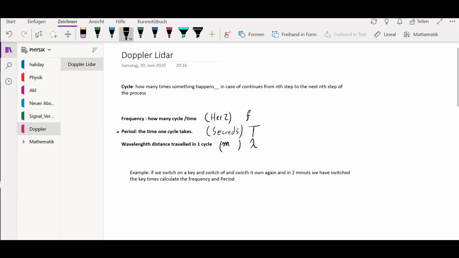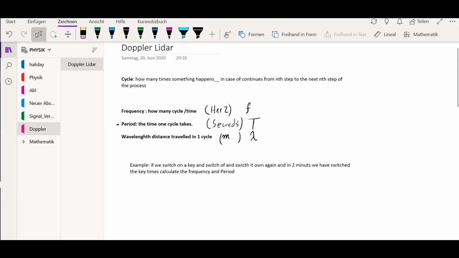Let's make an example. I have written here: if we switch on a key and switch it off again and then switch it on, let's say we can do that 30 times in 2 minutes. Let's calculate the frequency and period.